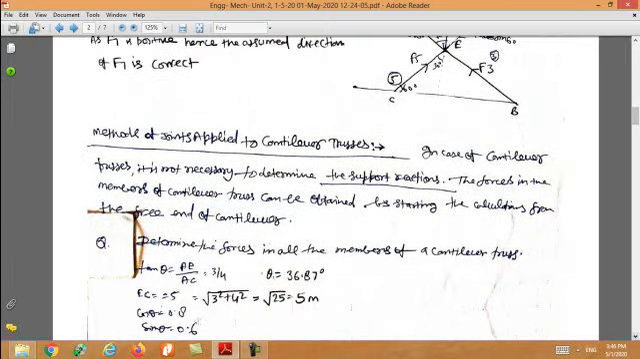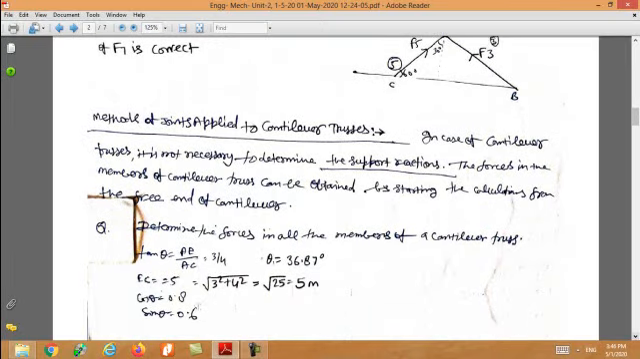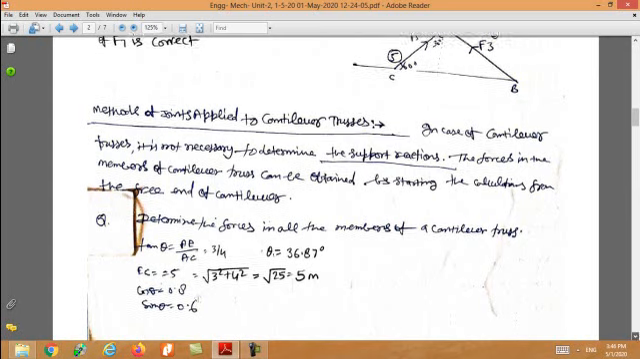This is the method of joints applied to cantilever trusses. As with a cantilever beam, one end is fixed and the other is free. In the case of a cantilever truss, it is not necessary to determine the support reactions. The forces in the members of the cantilever truss can be obtained by starting the calculation from the free end of the cantilever.